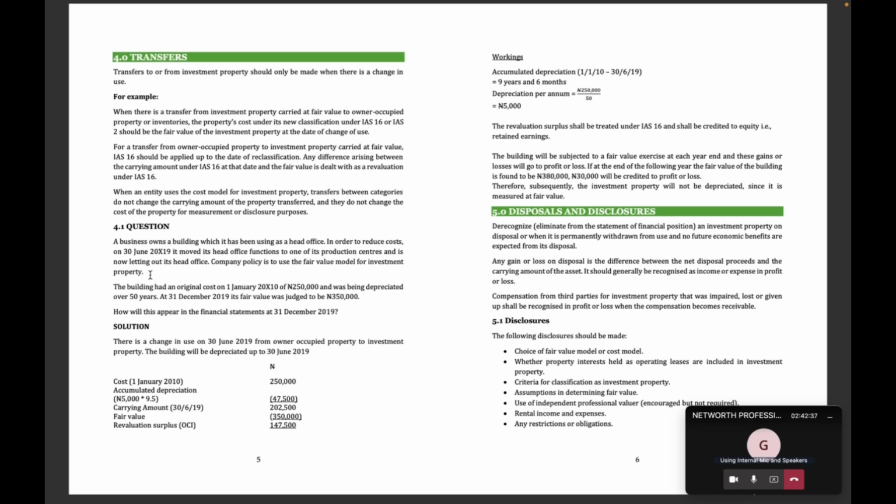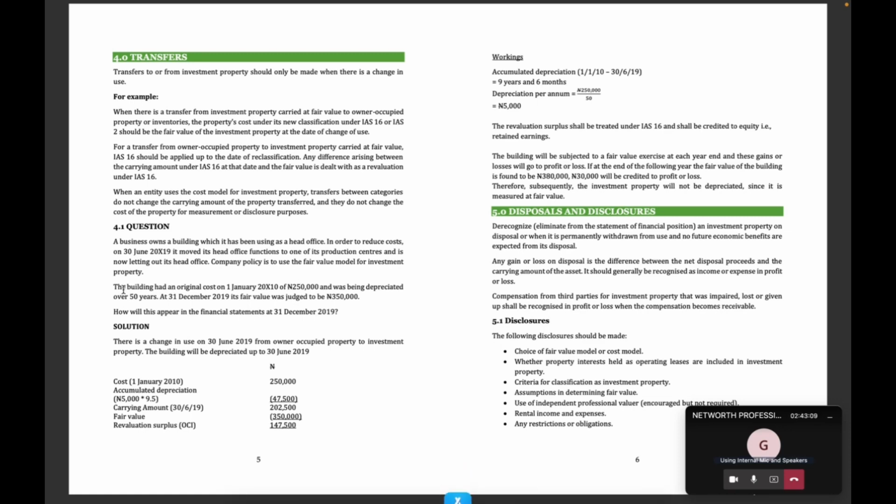Okay, look at this first paragraph now. So the guy owns a building, right? And he uses it for head office. So in June 2019, he moved his head office out. So he's not using it for head office anymore. He's now letting it out. What that means is that it will have been PPE in his books before. But now that he has moved out and started letting it out, it becomes investment property, right?